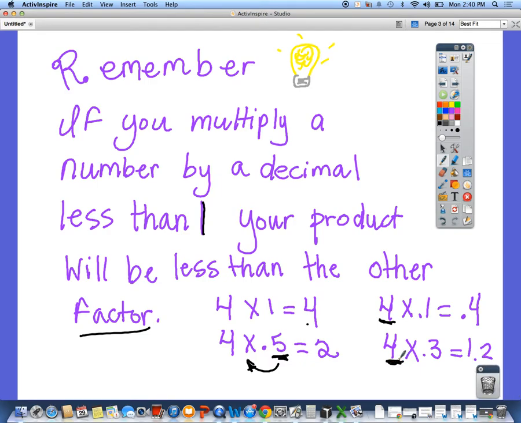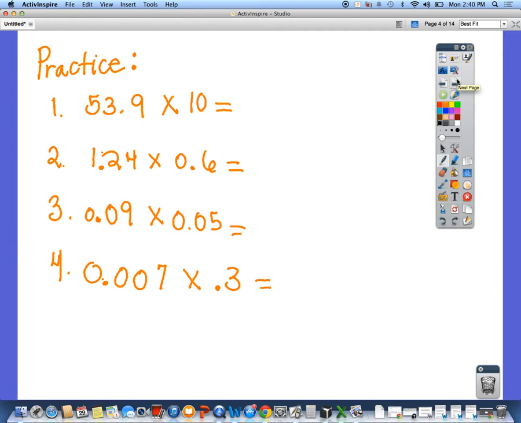So that's just one of those number sense things. Quick check. If you get an answer, you need to ask yourself, does it make sense? If it's a decimal less than 1, it's got to be less than that other factor. Moving on. Here are your practice problems. Practice them. Come into class tomorrow with them. And if you have any questions, go back, review your notes. We've already gone through this one time. This is just a quick check. 1, 2, 3, and 4.